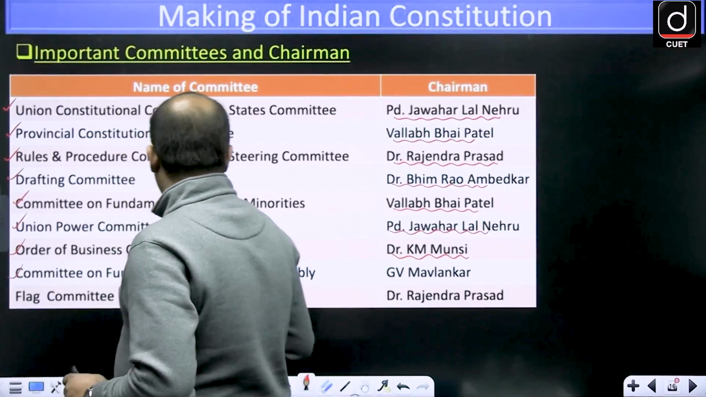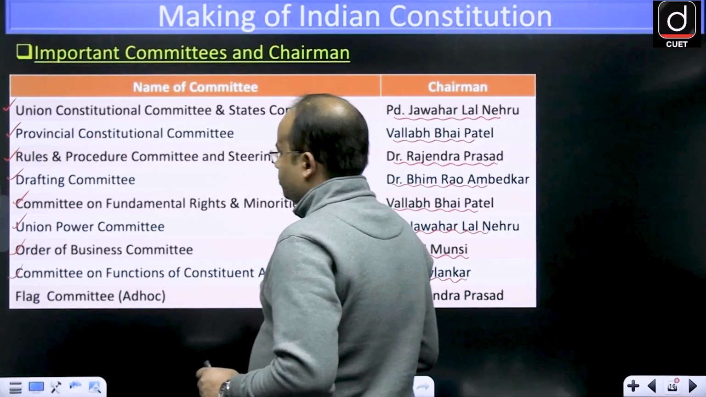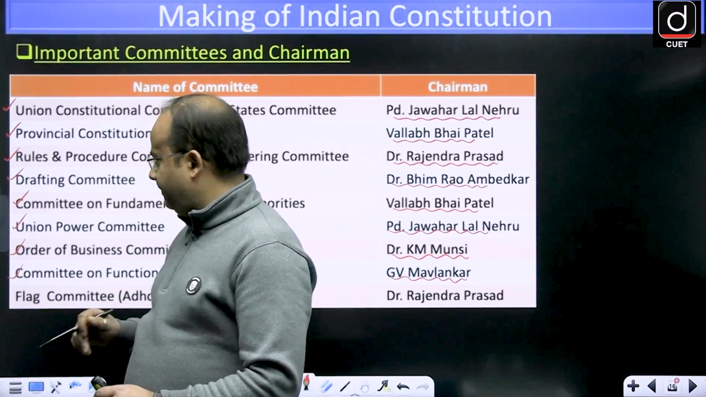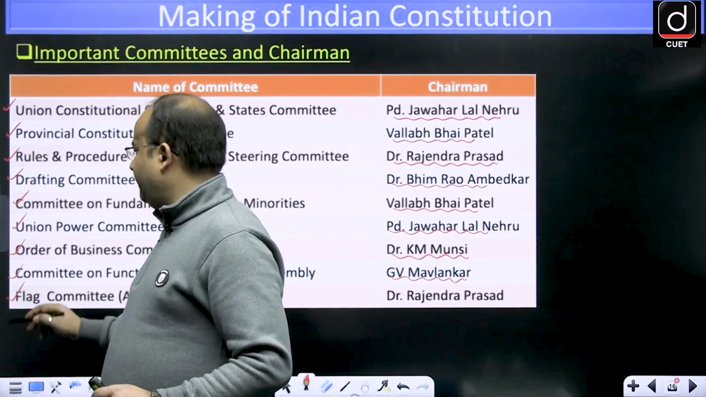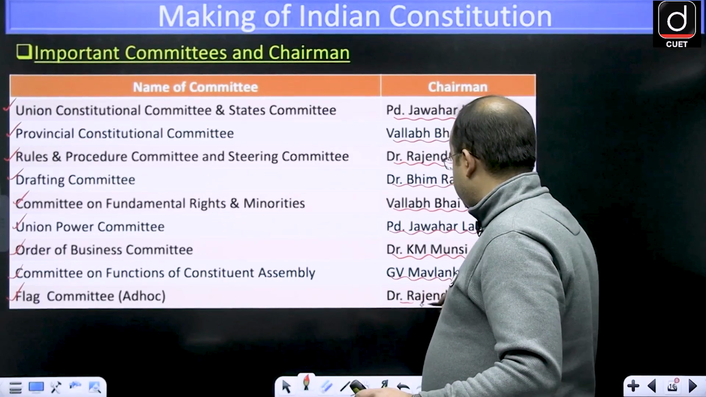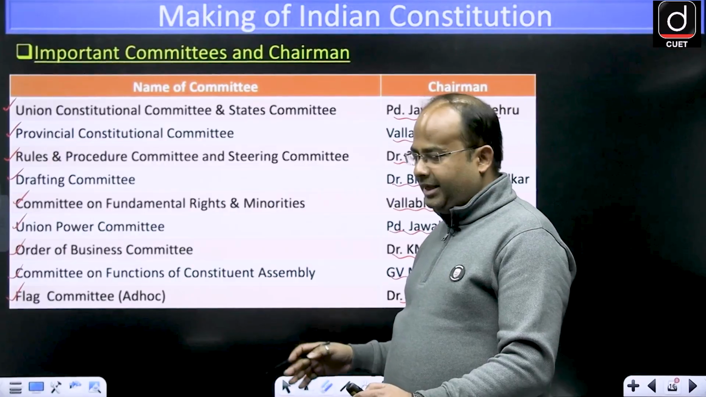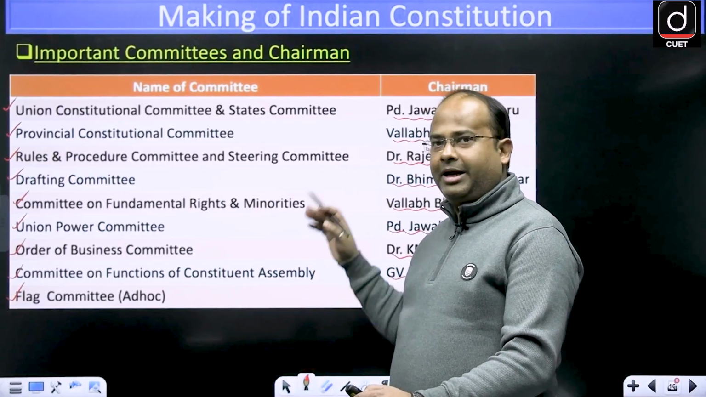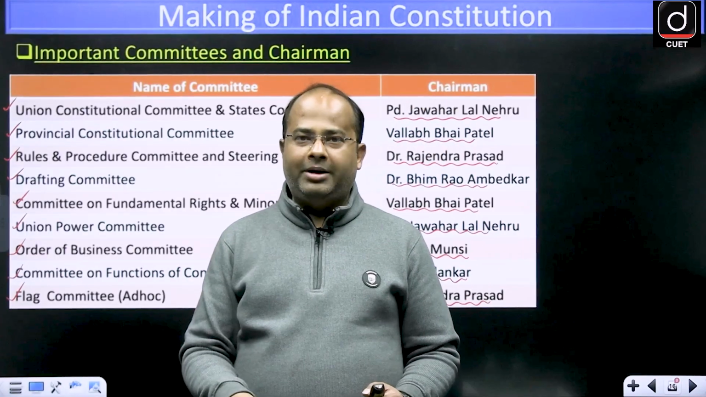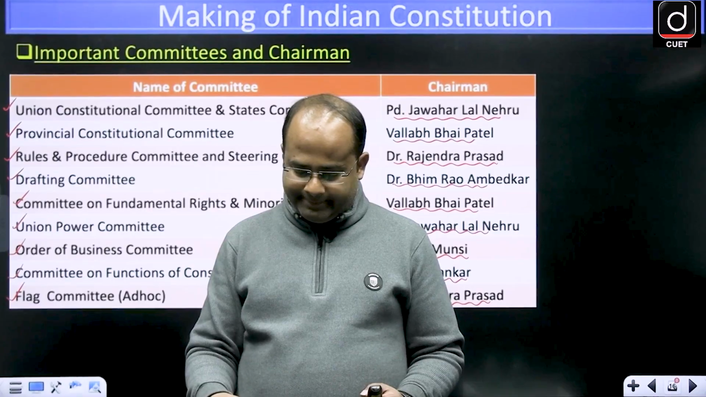Committee on Functions of the Constituent Assembly was chaired by Ganesh Vasudev Mavlankar. Later he became the first Speaker of Lok Sabha. Next is the Ad Hoc Committee for Flag, that was chaired by Dr. Rajendra Prasad. So these are the important committees of the Constituent Assembly and their chairmen. Is that clear, guys?